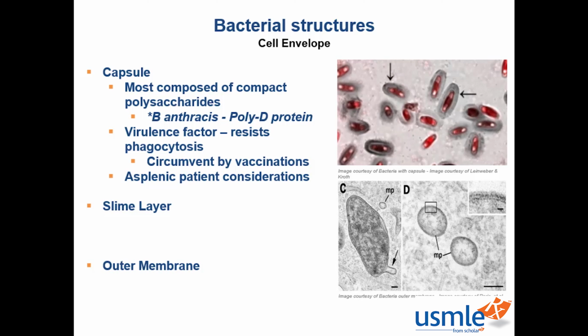Moving inward, we have the slime layer. In contrast to our capsule, the slime layer is composed of loosely packed polysaccharides that promotes adherence to surfaces like prosthetics and catheters and is another protective layer against antibiotics. The slime layer that many bacteria create makes eradication difficult to achieve depending on how thick and how many layers are present, which makes removal of the catheter or implant an important consideration.